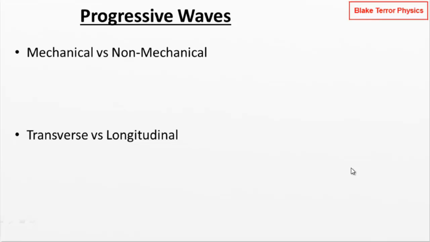I'm just wanting to get together the language and the descriptive terms that we're going to be using to describe waves as we go through subsequent videos. So let's start off then with the difference between mechanical and non-mechanical waves. This applies to both progressive waves and stationary waves that we'll come to later on.